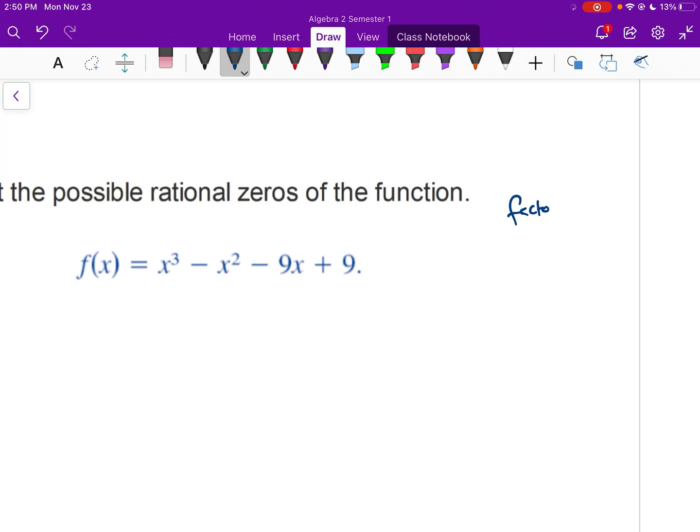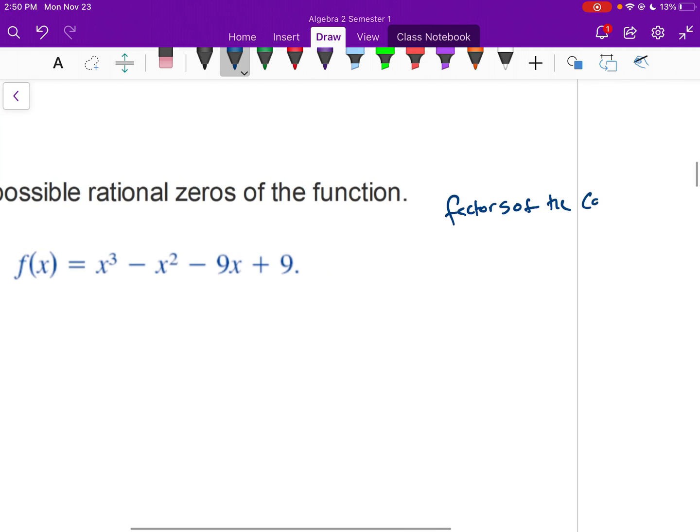So again, the big thing: it's always the factors of the constant over the factors of the leading coefficient.